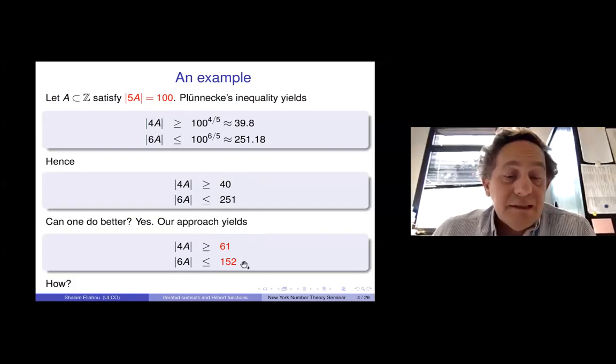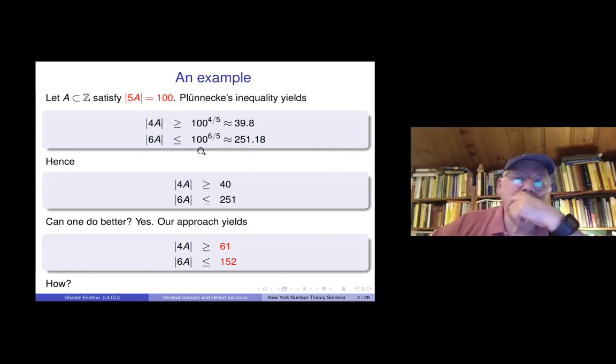And the question is, how do we do that? And the purpose of the talk is to explain this approach and how we reach that. Again, we will revisit this example several times in the talk.